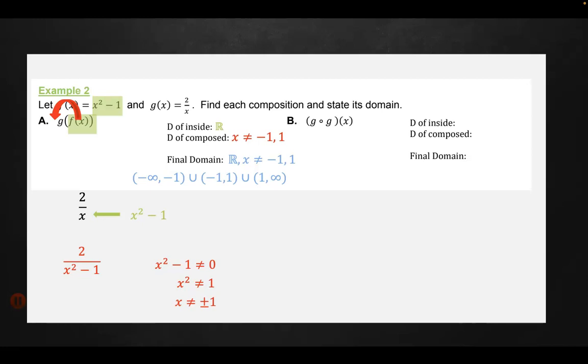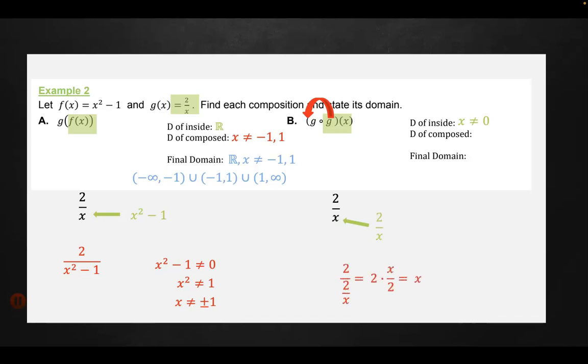All right, in letter B, we're going to actually do g of x. So my inside function is going to be g of x, so that's 2 over x. That domain is again going to be x cannot be 0. Anything else, it just can't be 0. Let's do that composition. So I'm going to take that g, and I'm going to plug g in again. So I've got 2 over x.